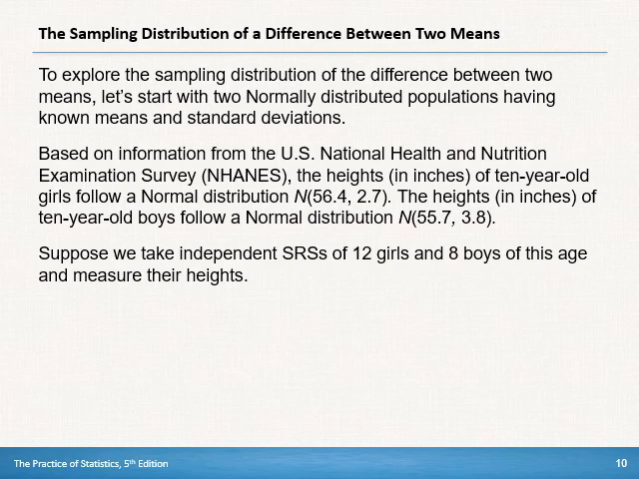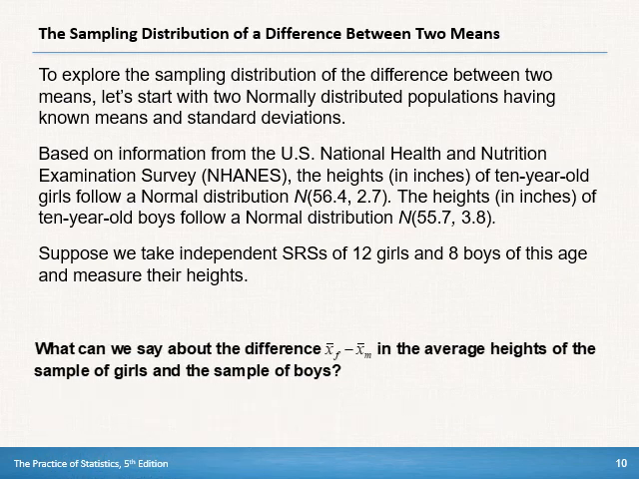All right. Suppose that we take an independent sample, an SRS, of 12 girls and 8 boys of this age, and we measure their heights. And so what we want to think about is what can we say about the difference in the sample means for girls and boys. So we designate that as X bar sub F for females minus X bar sub M for males. So females and males.